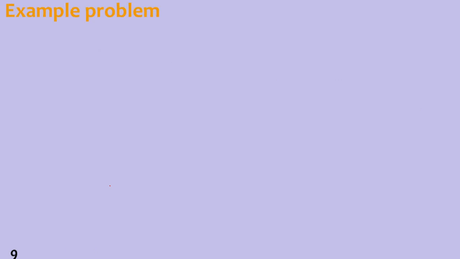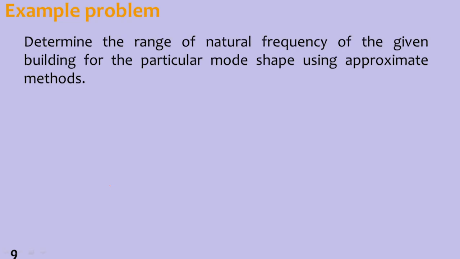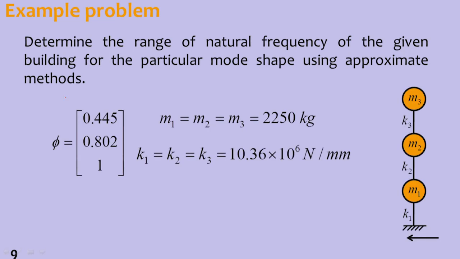Now let us solve one problem and understand Rayleigh's coefficient, Rayleigh's method and Dunkerley's method. In this one, determine the range of natural frequency of the given building for the particular mode shape using approximate methods. So the building is given, whose masses are M1, M2 and M3. All three masses are 2250 kg, which is the same example which we are carrying from the previous class. K1, K2, K3 are 10.36 into 10 to the power of 6 Newton per millimeter. Now we are assuming a mode shape, as this is our assumption: 1, 0.8, 0.445, this is our assumed mode shape.